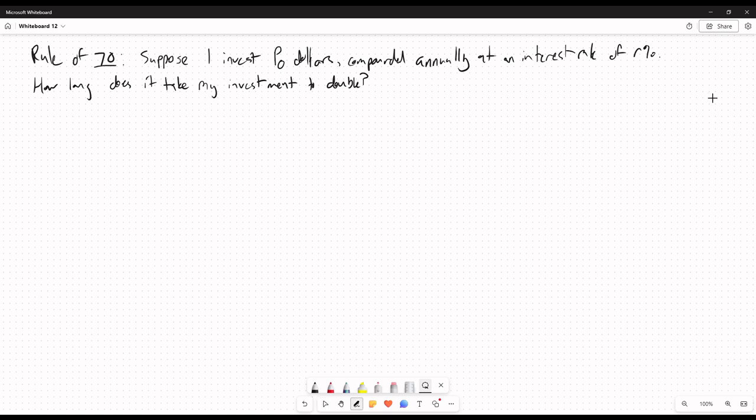One of the nice things about calculus is that there's plenty of ways that we can apply it to answer real-world problems. One such way is deriving this thing we call the rule of 70, which helps us approximate how long it takes an investment to double in value. So we're going to ask the question: suppose I invest some amount of money, we'll call it P0, compounded annually at an interest rate of R%. How long does it take my investment to double?